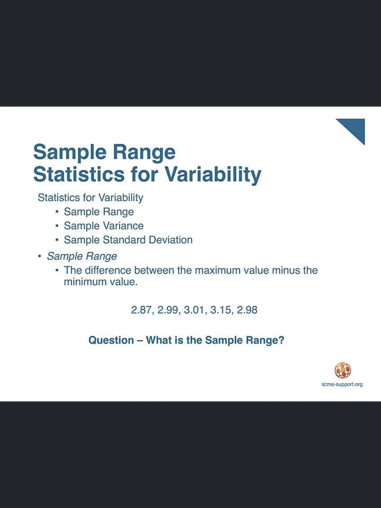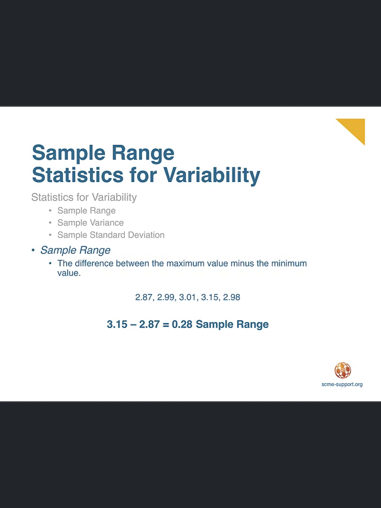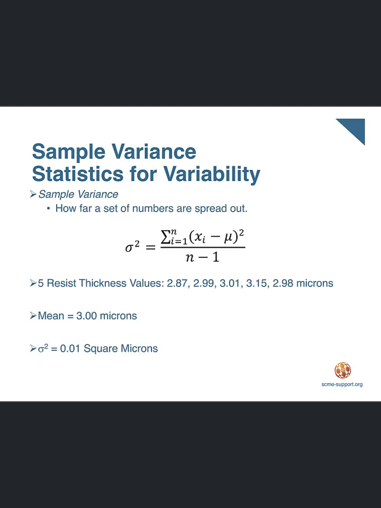The sample range is the spread of the distribution of the data, or more simply put, the difference between the maximum value minus the minimum value. For example, given the following sample data measurements, what would be the sample range? Well, if you said it would be 3.15, the greatest value in the dataset, minus 2.87, the minimum value, the range would equal 0.28.